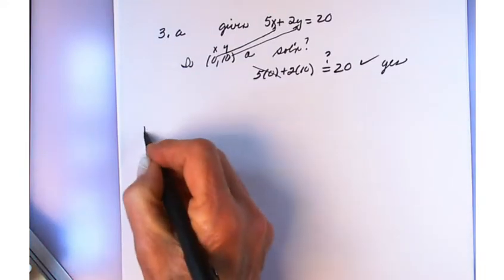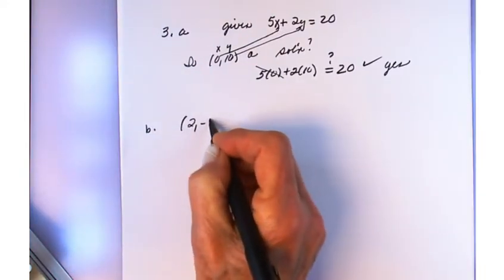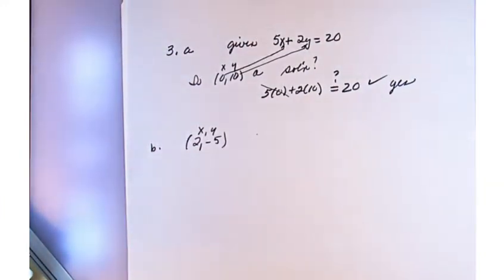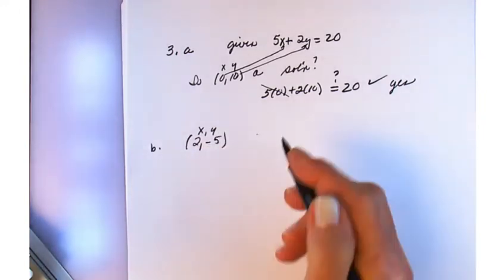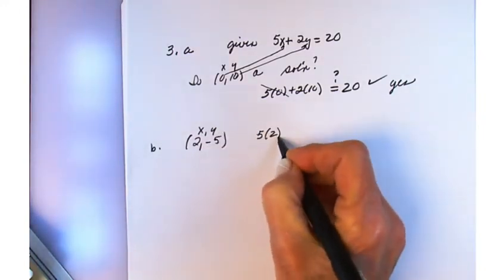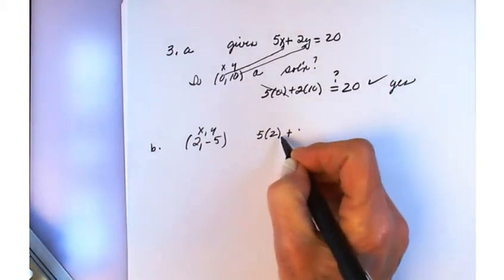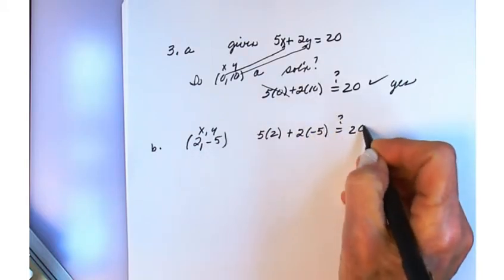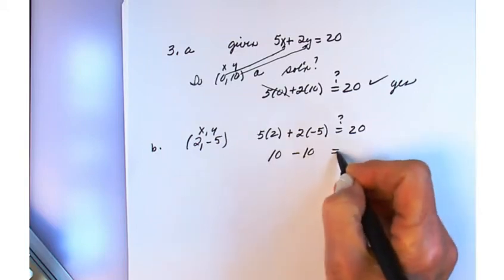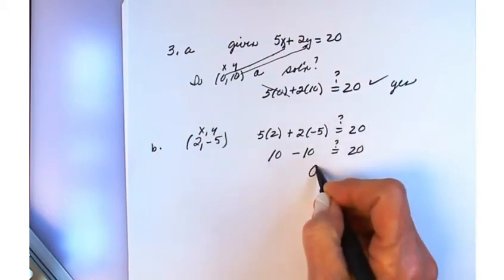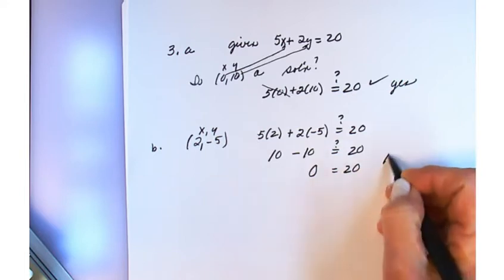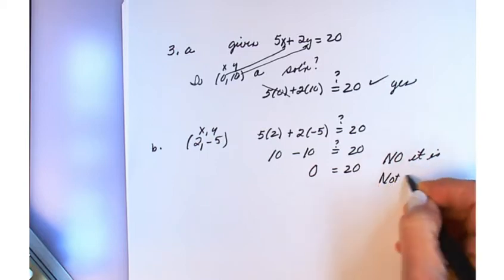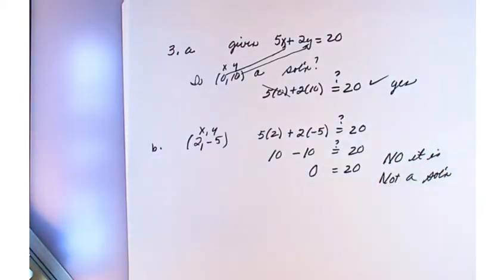Looking at B, is 2, minus 5 a solution? This is my x and this is my y. There's nothing the matter with labeling things, giving yourselves a hint. So 5 times 2, plus 2 times negative 5, does that equal 20? 10 minus 10, does that equal 20? Well, we're getting a 0 on the left, we get a 20 on the right, and the answer is no, it is not a solution.